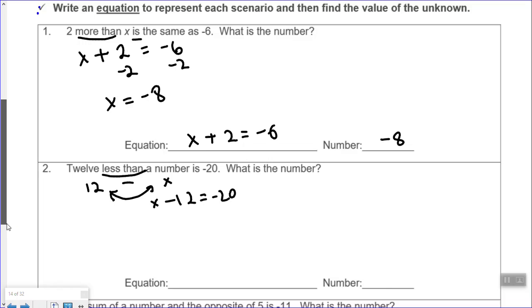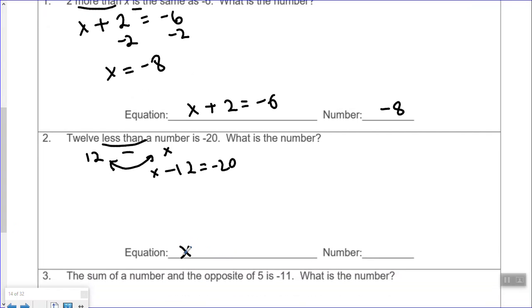So that's your equation. And how do you solve for x? You're going to add 12 on each side. And x equals -8. So -8 is the answer.